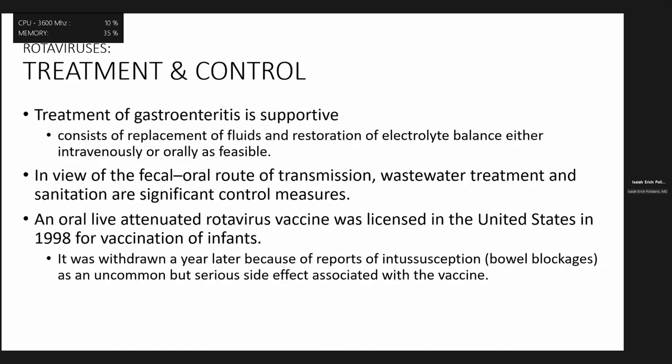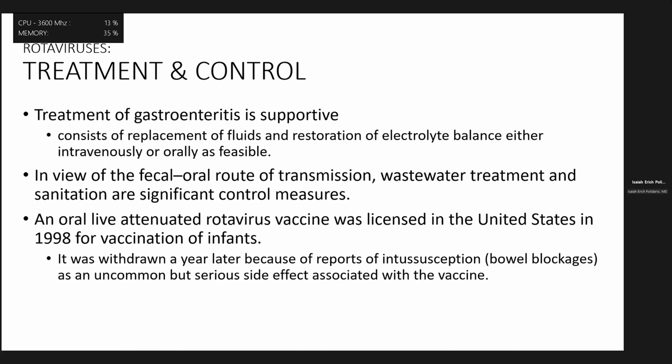The treatment of gastroenteritis is supportive. So we need to correct the loss of water and electrolytes because of the diarrhea. Because this may lead to dehydration, it can cause acidosis, it can cause shock, and it can cause death, especially in children or infants. So the management will consist of replacement of the fluids and restoration of the electrolyte balance, either intravenously or orally if feasible. In view of the fecal-oral route of transmission, wastewater treatment and sanitation are significant control measures as well.